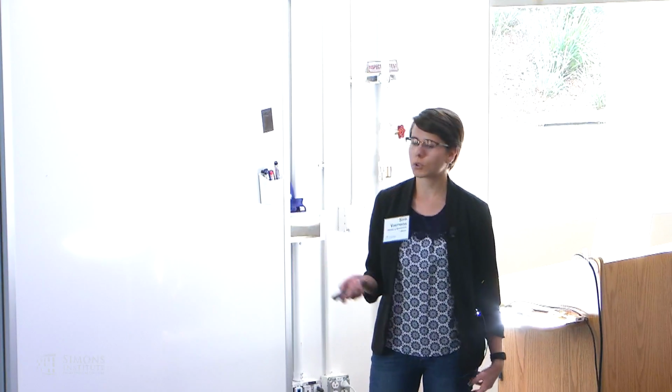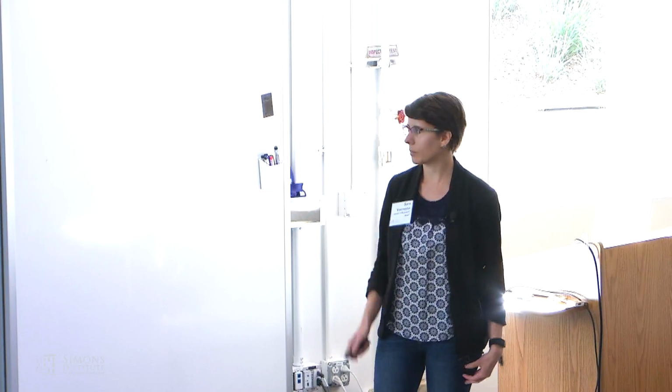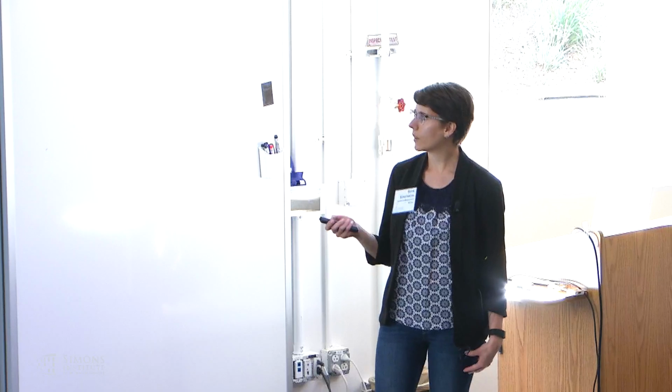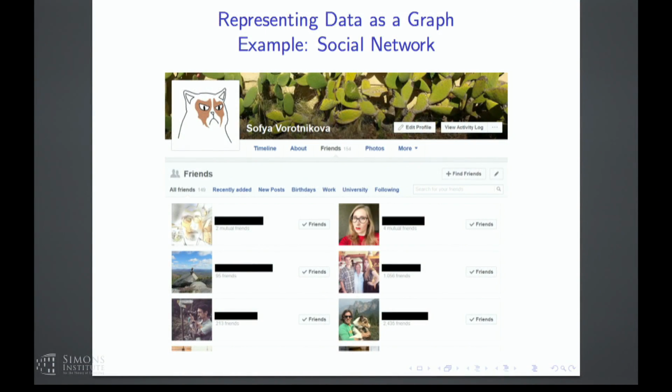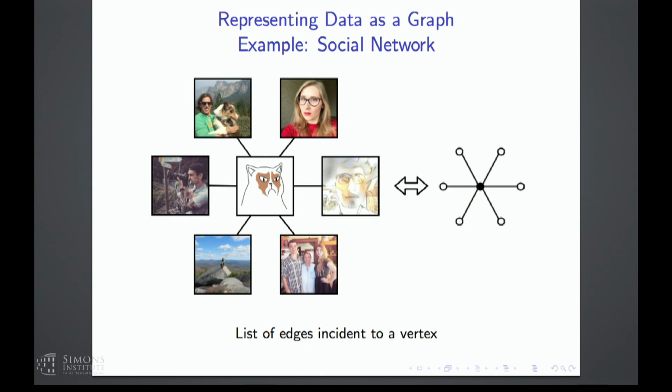And I'm going to use social networks as an example throughout my talk. So let's say we want to represent a social network as a graph and then solve some problem on that graph. Then users of the networks would correspond to vertices and their friendships to the edges. And if you go to someone's page and look at their friends list, then what you're getting is basically a list of edges which are incident to a particular vertex in the graph.